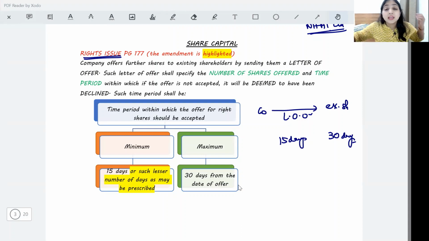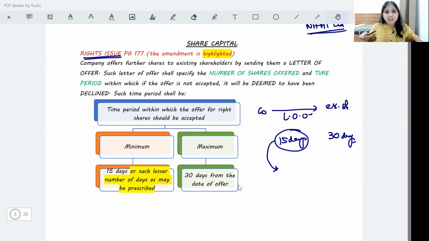You're aware of this? This minimum limit of 15 days, the amendment is that this minimum limit of 15 days can be reduced to any lesser number also by the government. That's all.